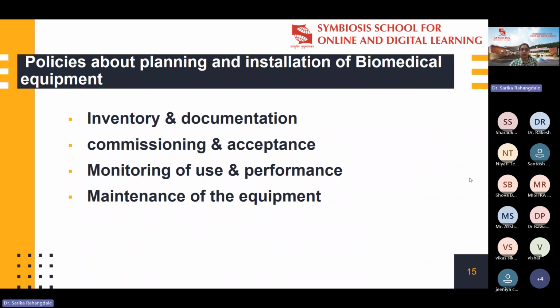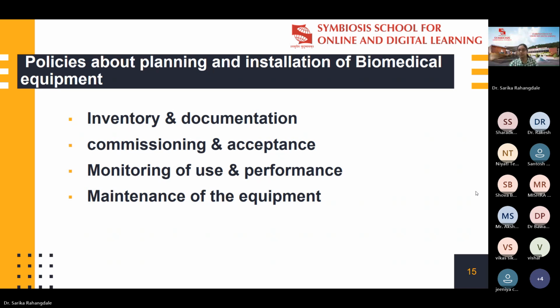So initially we will seek the requirement of that particular instrument, and once it is required, the bids are being floated, and once the vendor is finalized, then we go ahead with the purchase of that particular equipment. And during the purchase of that equipment, we see for the maintenance contract and insurance of that equipment. Next is the commissioning and acceptance.